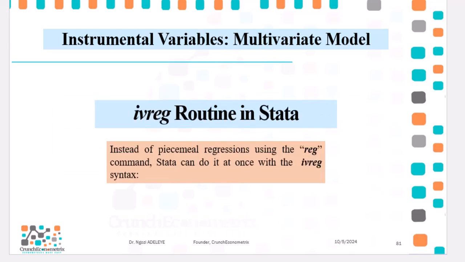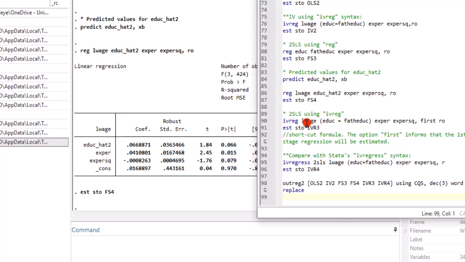So, starting with the ivreg routine in Stata. Instead of engaging in piecemeal regressions using the reg command, Stata can actually do it all at once using the ivreg syntax. So back to Stata, using the ivreg syntax, you can see right here, which is a shortcut formula. You can see log of wage equals father's educ, and I've listed the two exogenous regressors. I have indicated the option first for Stata to show me the first stage regression results, and I'm controlling for heteroscedasticity, where you can now see I've used robust.